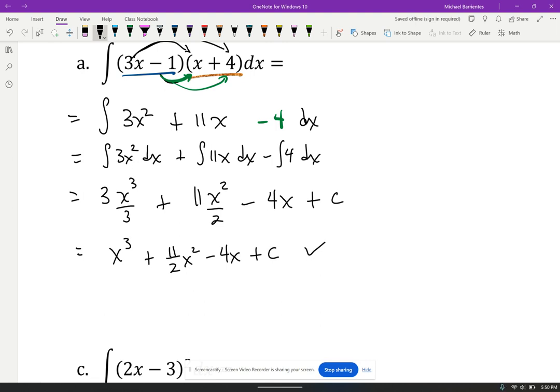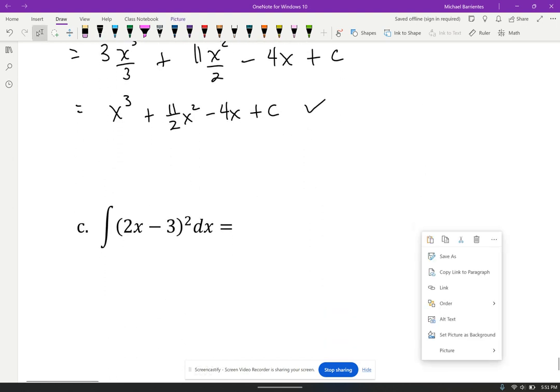No, I can't do that. Just like I can't take the derivative of the first times the derivative of the second. In derivatives, we have a special rule for that. In integrals, antidifferentiation, we don't have a special rule. So we need to rewrite it by multiplying everything out and then going from there.